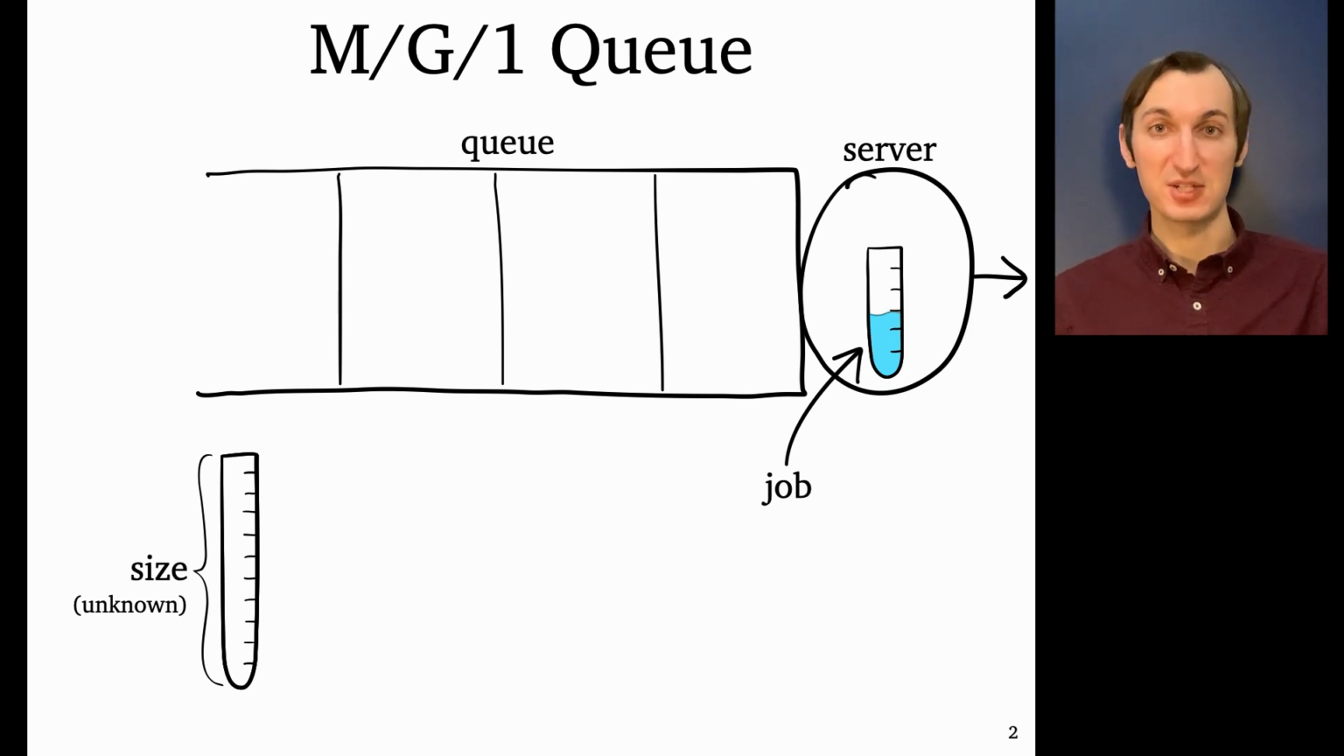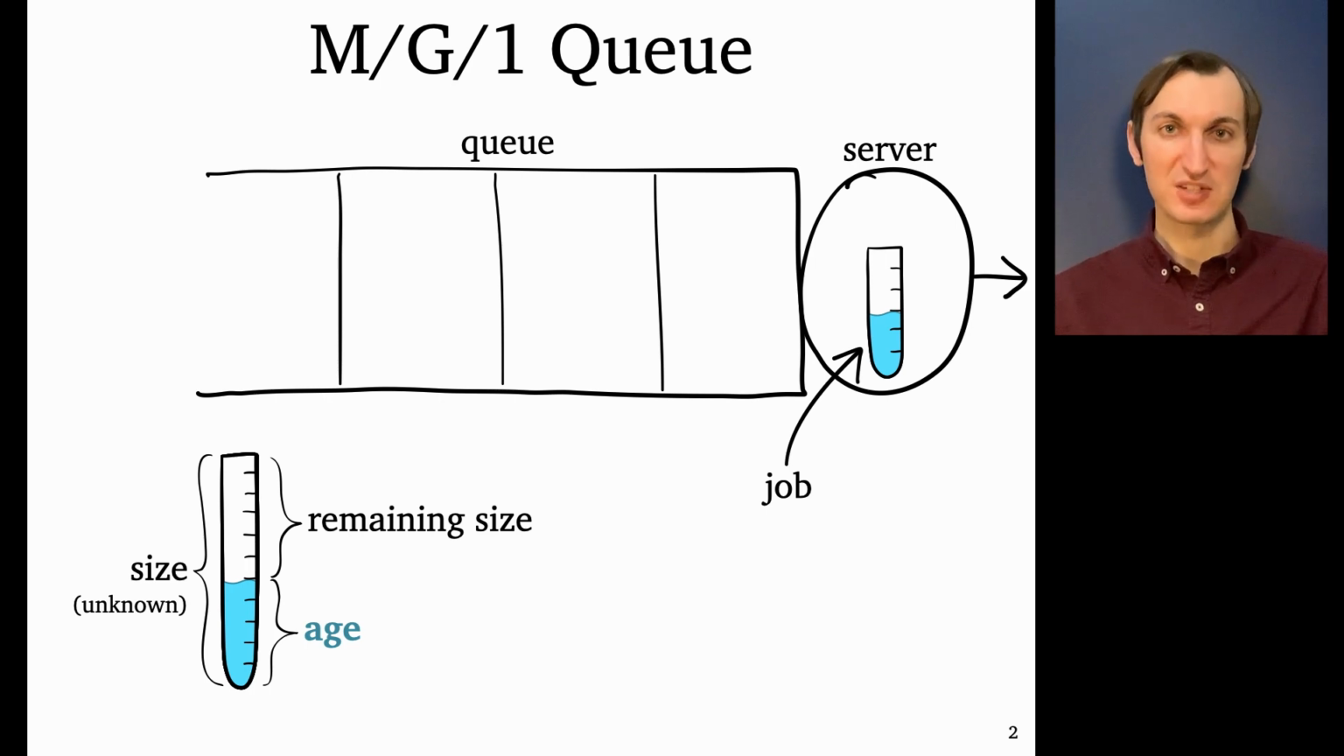And the progress we've made so far on a job is called its age. That is the amount of service it's received so far. The rest of the job is called the remaining size. So we can track how long we've served any job, so we know all the ages, but we don't know the sizes or remaining sizes.